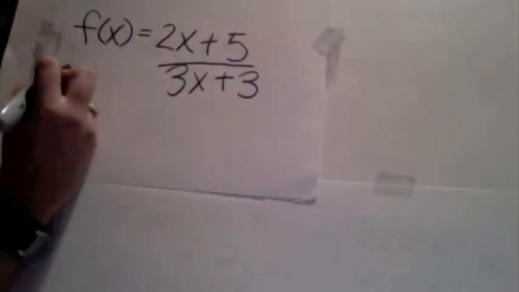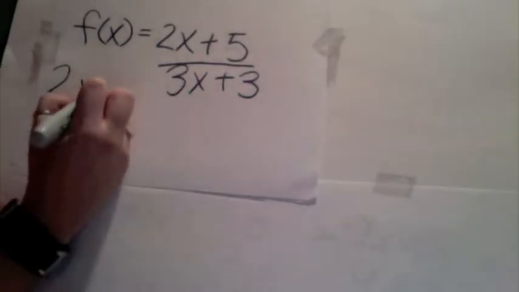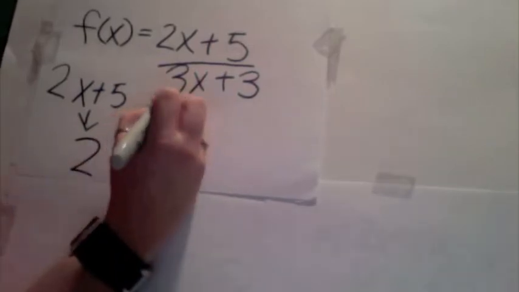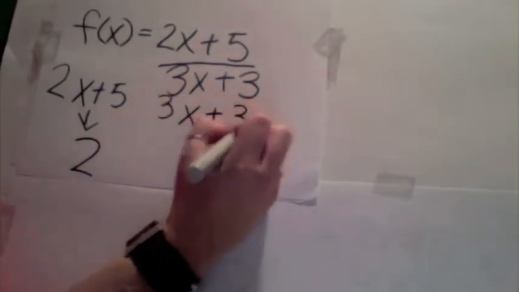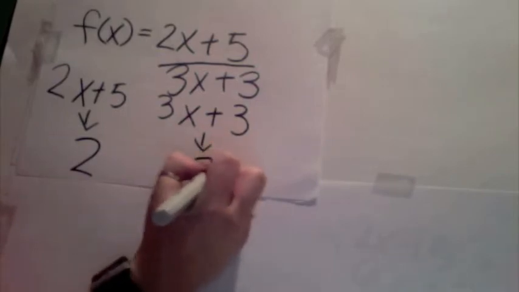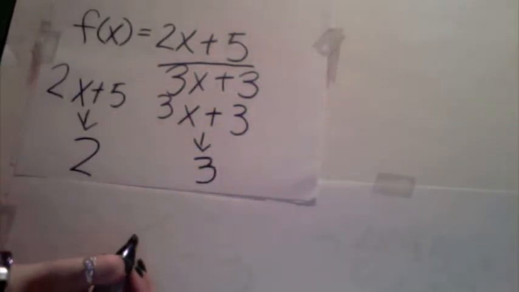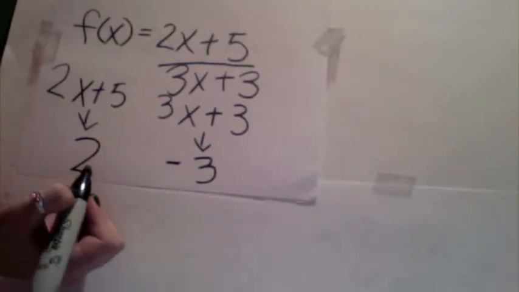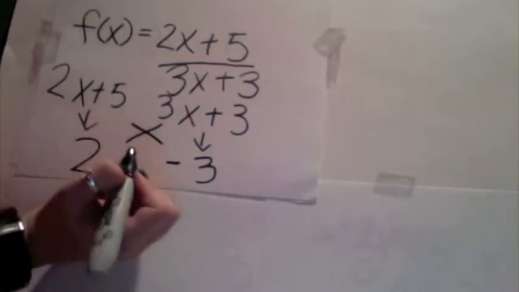If f of x equals 2x plus 5 all over 3x plus 3, then finding the derivative is easy. You create a square, and it would be 2x plus 5, its derivative, which would be 2, 3x plus 3, and its derivative, which would be 3. Different with the quotient rule, you make whatever this is negative. But just like the product rule, you cross multiply.